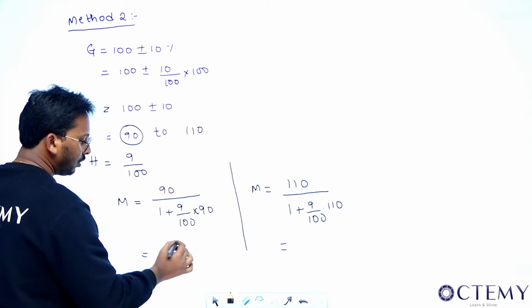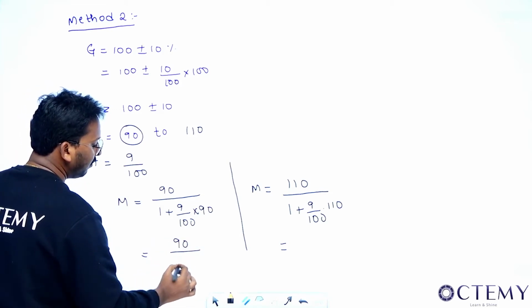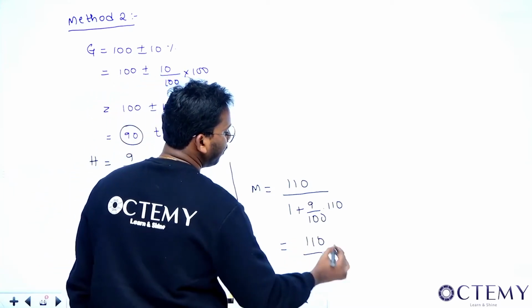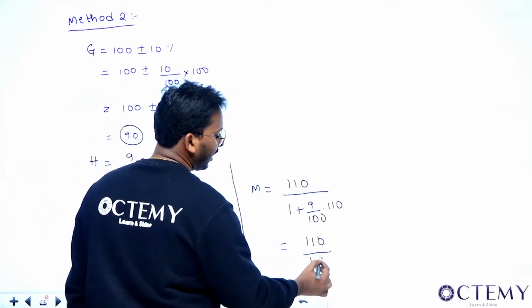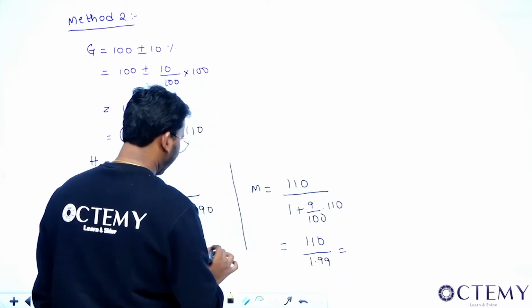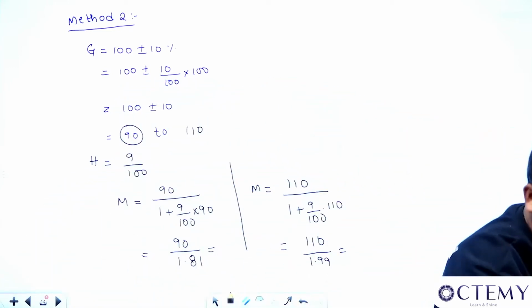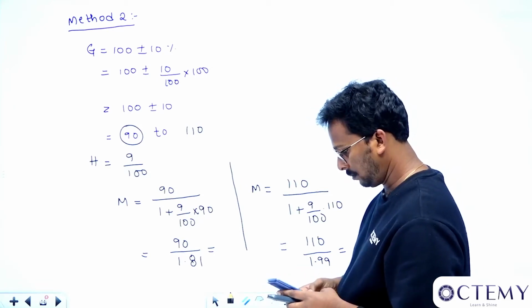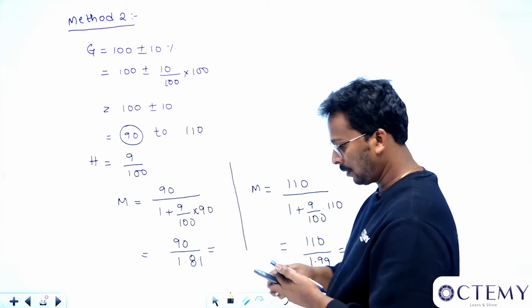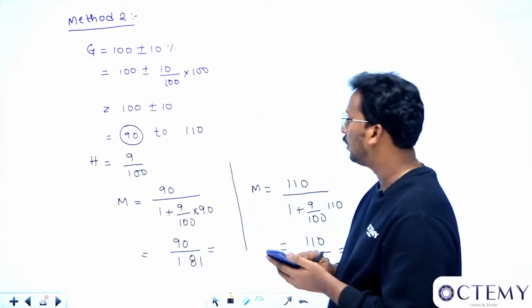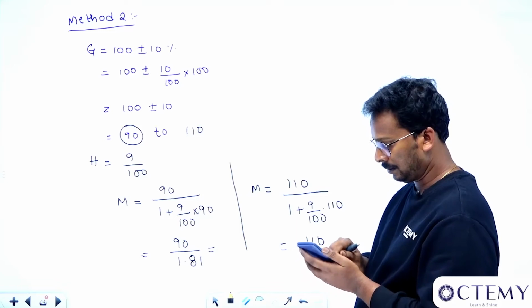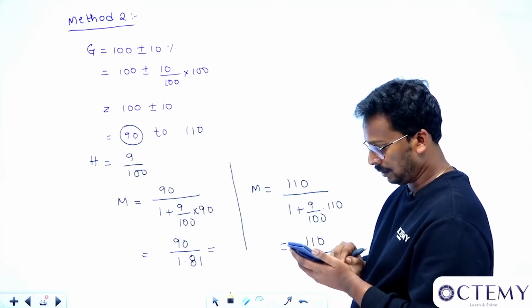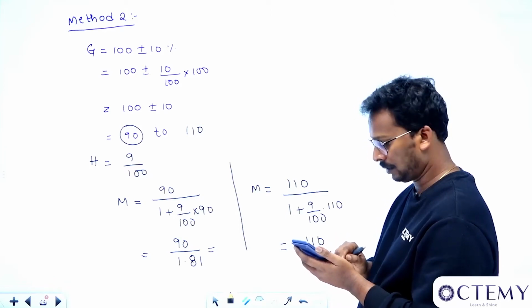This will be basically equal to, the 9s are 81. So 90 divided by 1.81 and this would be 110 divided by 1.99. If I use a calculator and find this, it will come up to, G is how much? 90 divided by 1 plus 9 into 90 divided by 100.